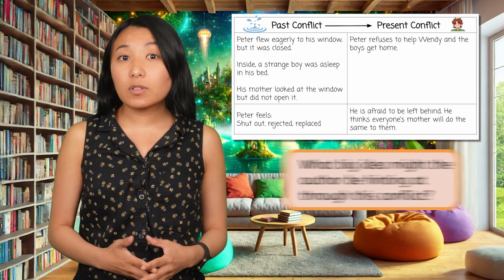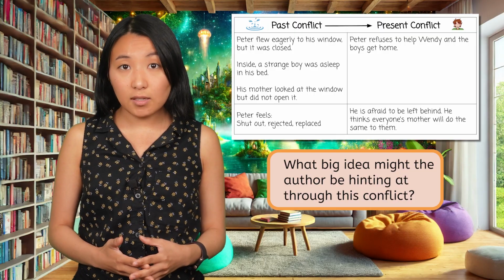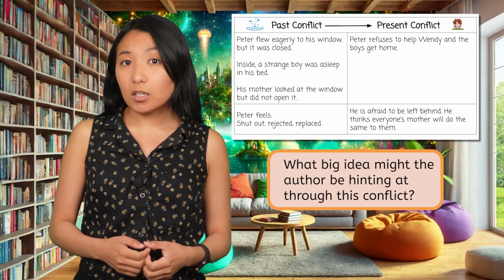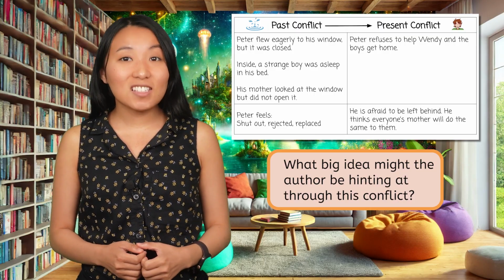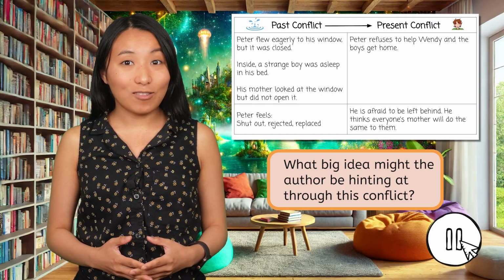Okay, now step 3 is to consider the theme. Let's pull back and think. What big idea might the author be hinting at through this conflict? Remember, there might be different interpretations or ideas about what the theme could be. Use the evidence in the text to help you and jot some thoughts down now.